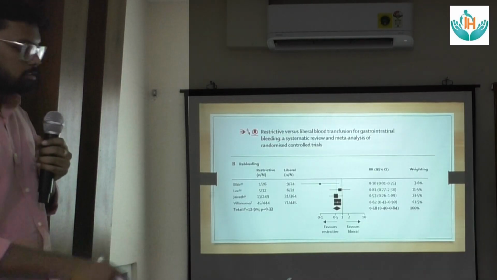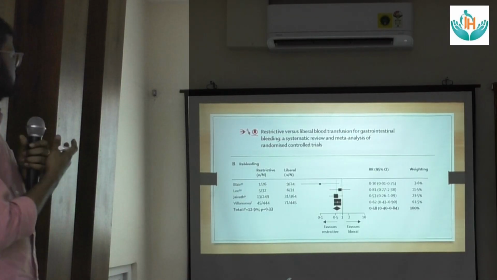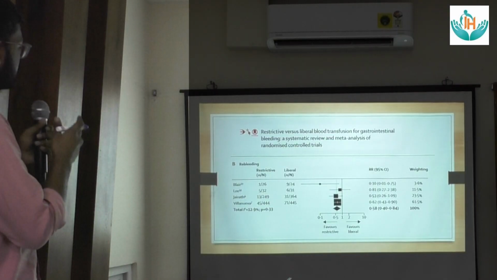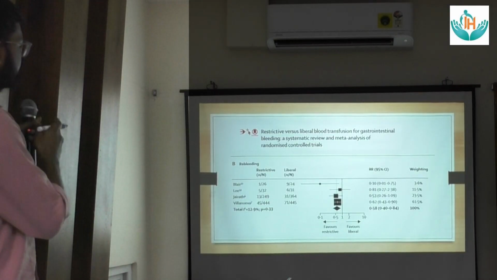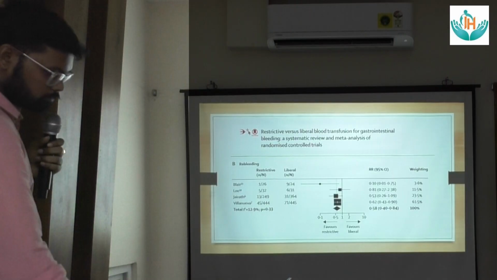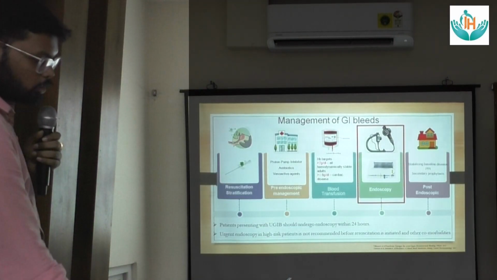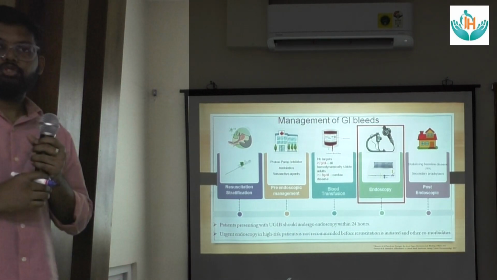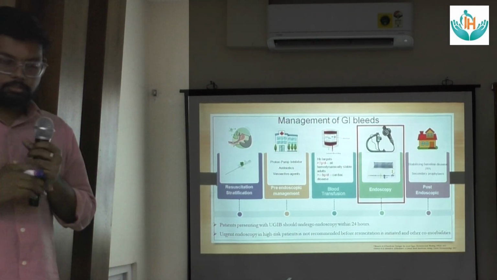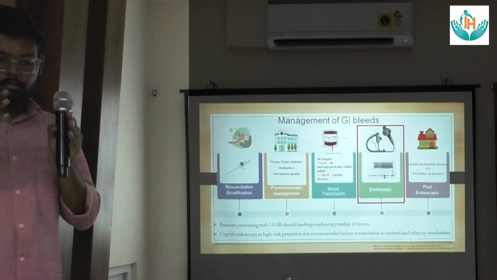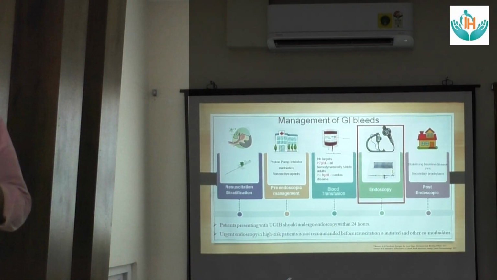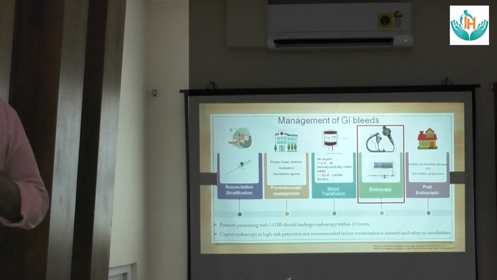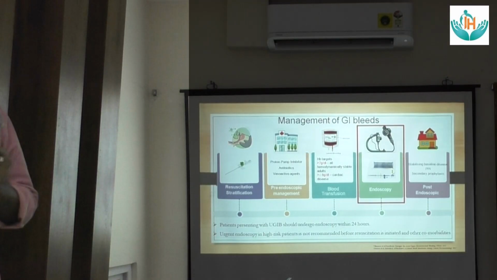As we have already discussed, you can see the meta-analysis. This is showing restrictive blood transfusion is favoring less risk of rebleeding when compared to liberal blood transfusion. Coming to the endoscopic management, all patients with upper GI bleed should have an endoscopy within the next 24 hours. Always remember, proper resuscitation has to be done before taking the patient for endoscopy, or else catastrophic events can occur during the endoscopy. So properly resuscitate the patient, give blood products, maintain Hb up to 7, and then go for endoscopy.